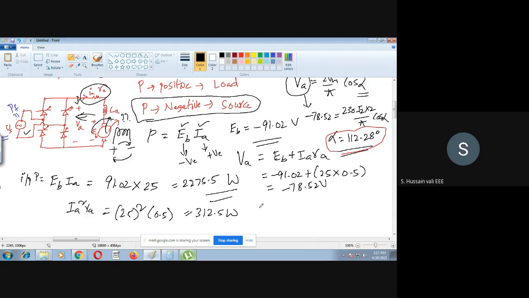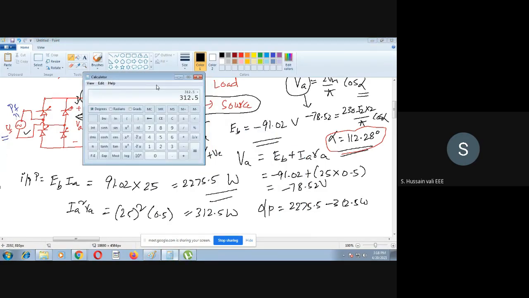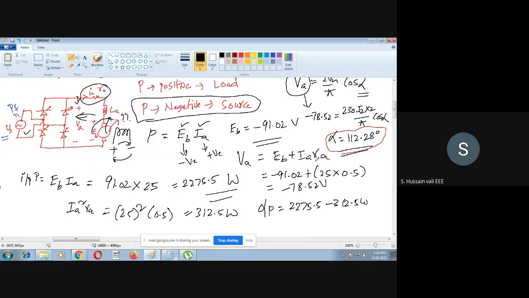Now what is output power then? So remaining power, input power minus losses is the remaining power. How much? 2275.5 minus 312.5 watt. So 1963 watt. So that is the power that is going back, 1963 watt. This is the power that is going back to the source. So this is the answer for this.